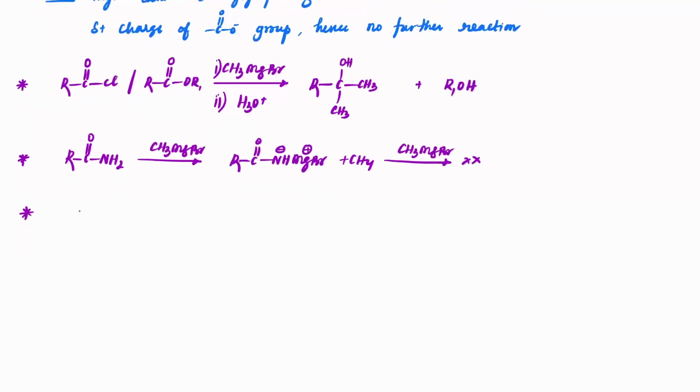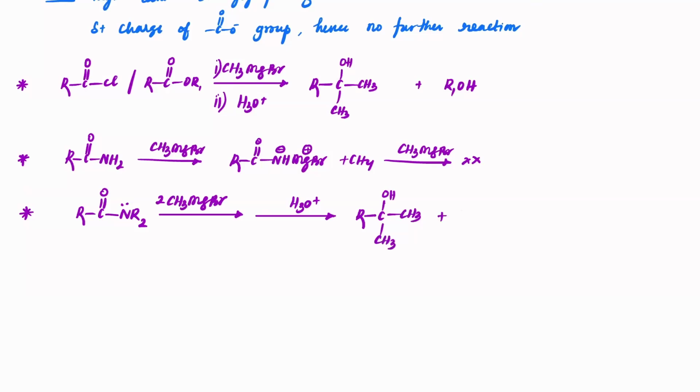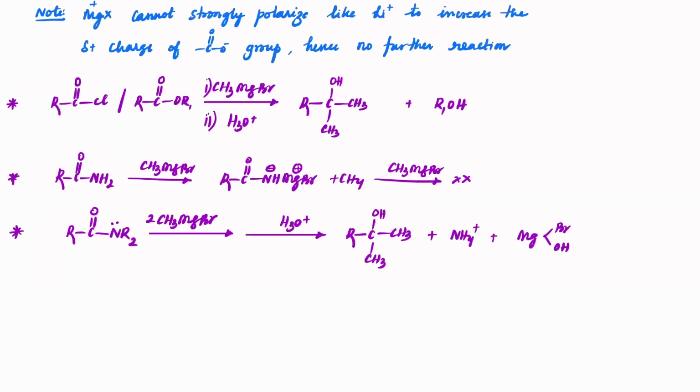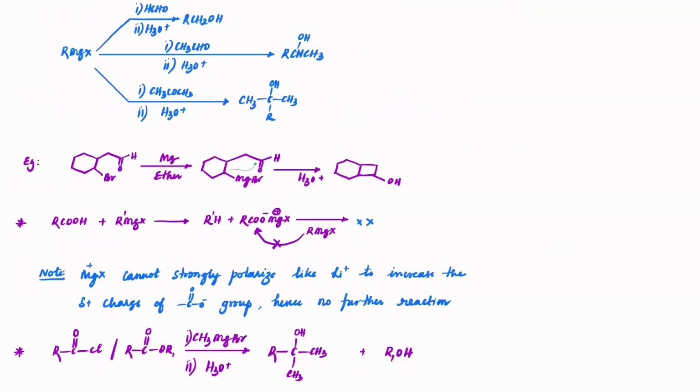In case you have RCONR2, since there is no hydrogen, there is no acid-base reaction. This time the reaction will happen with 2 moles of CH3MgBr, followed by hydrolysis, which will give you tertiary alcohols as with the above reagents. So we'll get CH3, CH3, and NH4+, and magnesium will become MgBrOH. This is the type of product formation you will notice from acid derivatives. This is from Grignard's reagent.